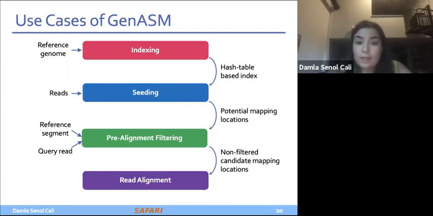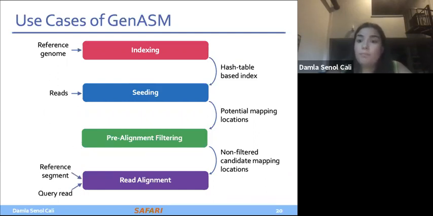So the last step, read alignment, also called seed extension. For all the non-filtered candidate mapping locations, the read alignment step performs a dynamic programming-based alignment to determine the best location of the query read. And as part of this step, a traceback operation between the reference segment and the query is also performed in order to find the optimal alignment.